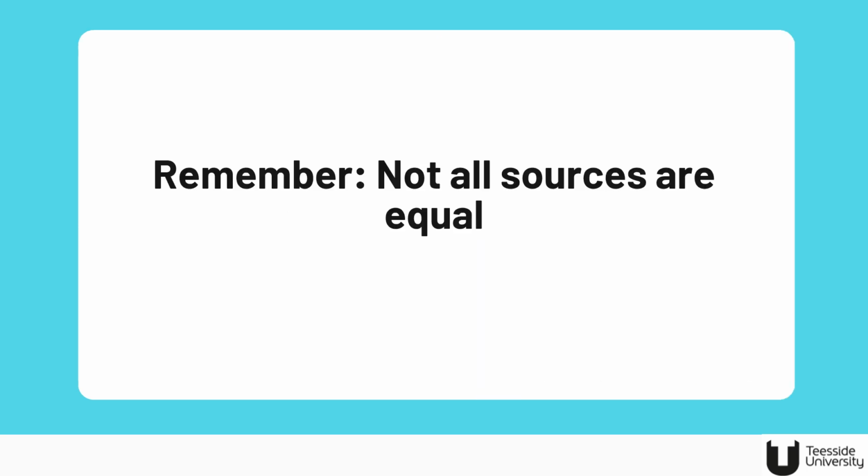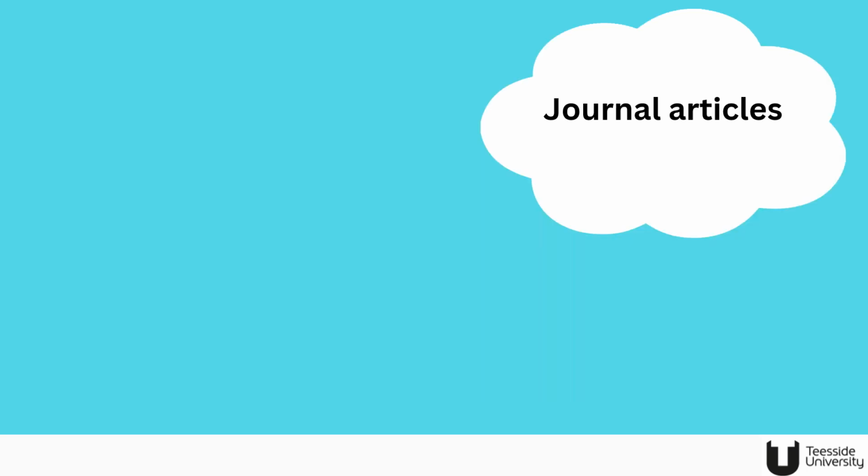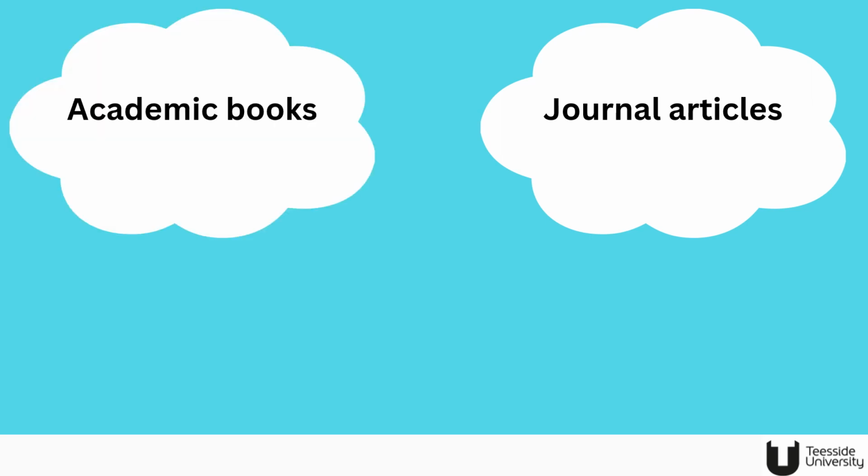Not all sources are equal. Just because something is on a website or written down doesn't mean it's reliable. In academic writing, you need to be careful to use sources that are credible and trustworthy. Some of the most reliable academic evidence comes from peer-reviewed journals. Peer-reviewed journals are published by academic institutions, and each article is reviewed by experts in the field before it is published. This means that the research has been scrutinised by other experts, and it's more likely to be reliable.